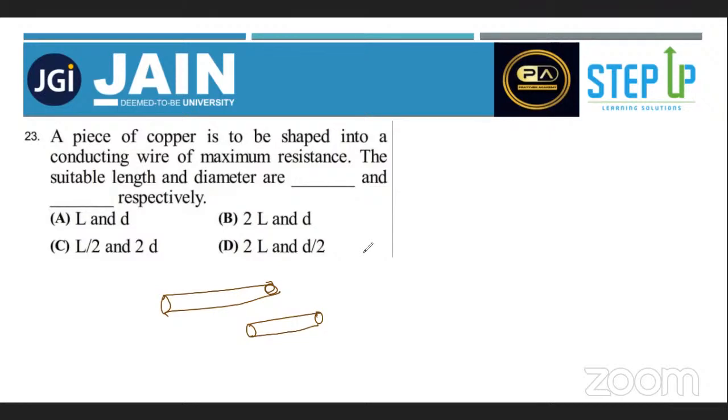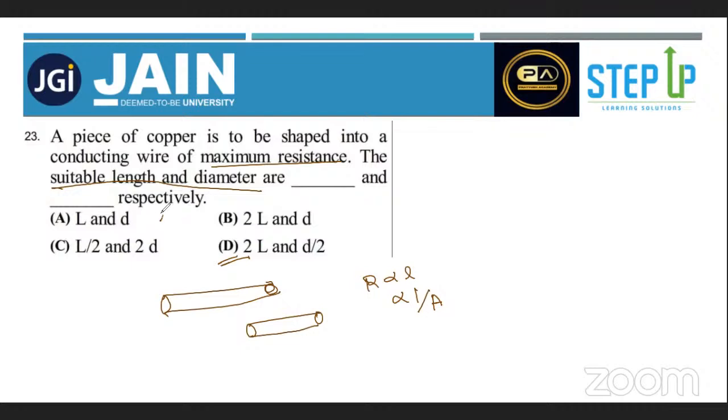Maximum resistance means which among these 4 conditions will provide maximum resistance, that means it will allow the least current to pass. They are just asking what will be the suitable length and diameter for that maximum resistance among these 4 conditions. R is directly proportional to length and inversely proportional to area. So based on that, let's see which condition satisfies this.